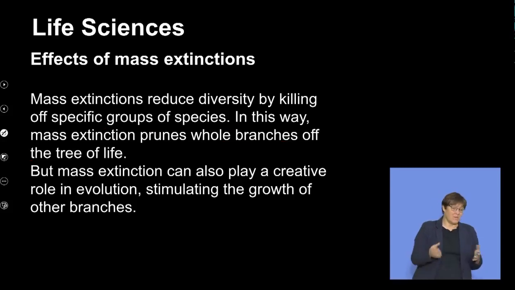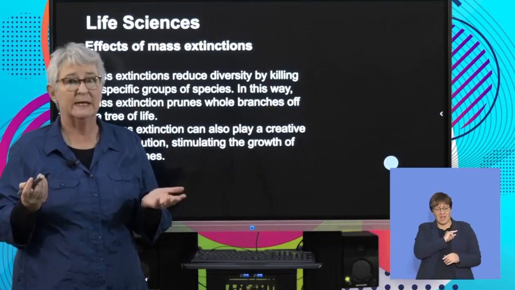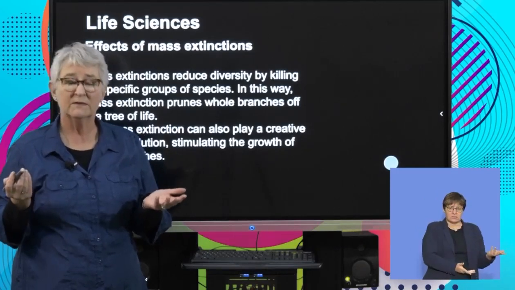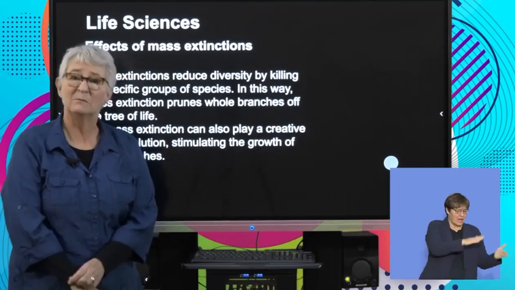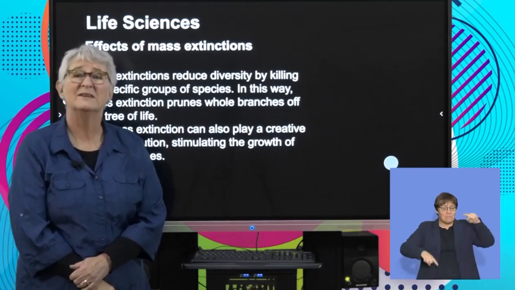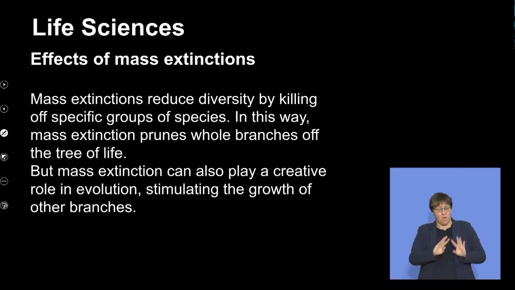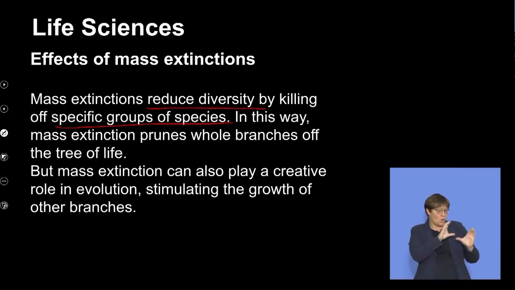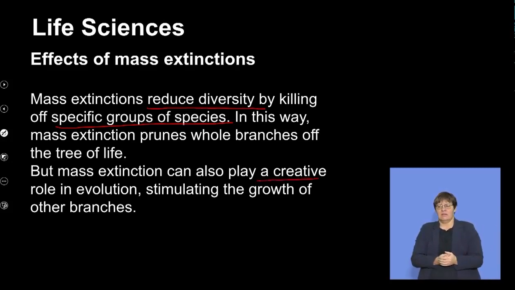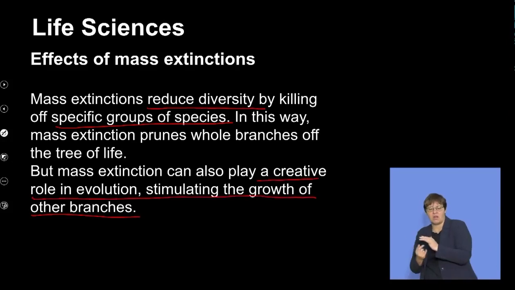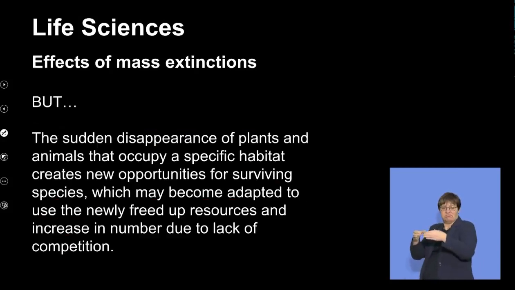Now, this is a problem because when animals go extinct, lots and lots of them die. So what happens is the biodiversity of Earth is reduced. So mass extinctions reduce the biodiversity by killing off groups of species. But after these species have died, there is also a growth of other species. So after a mass extinction, we see a diversification of life.